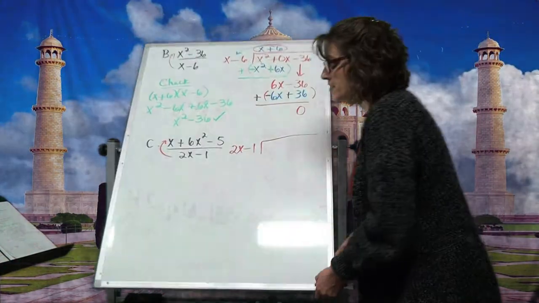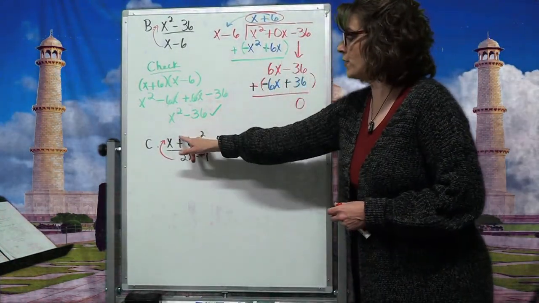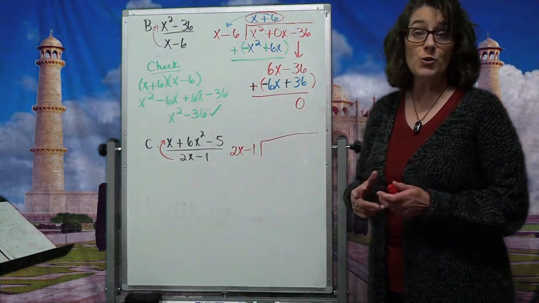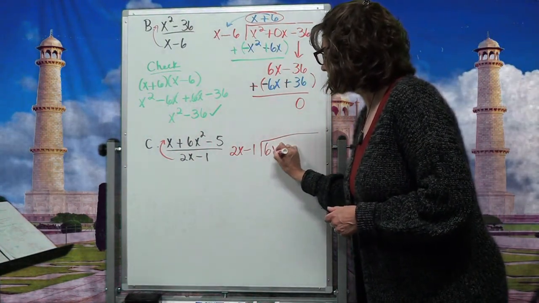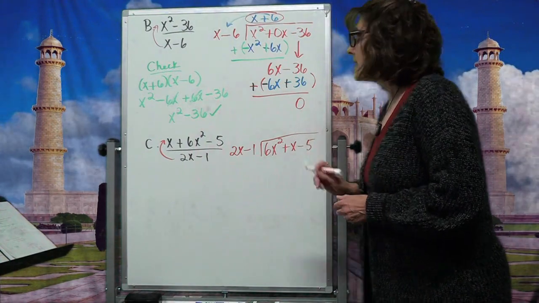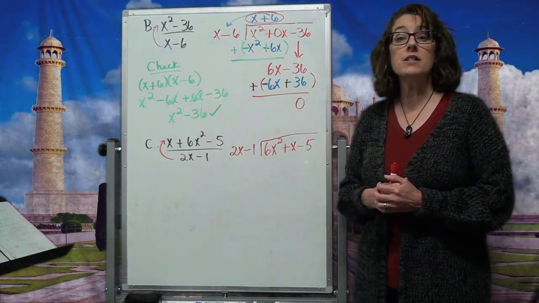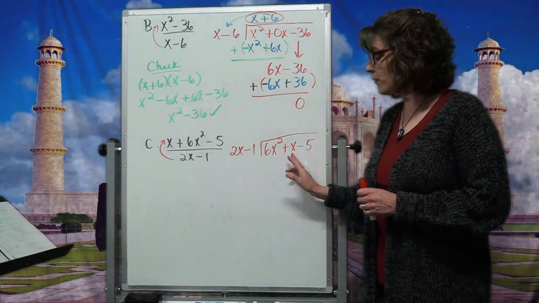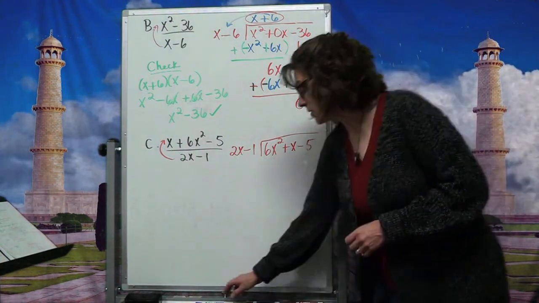But notice here, this is definitely not written in descending order because I've got x to the first power, x to the second power, and no x here at all. So I do need to do some rearranging. So I'll put my 6x squared first, and then I'll put my plus x minus 5. Now everything's in descending order. I do need to make sure that I fill in zeros for any missing terms. Nothing missing because it's second power, first power, no power, so that's good. I'm ready to do the division.